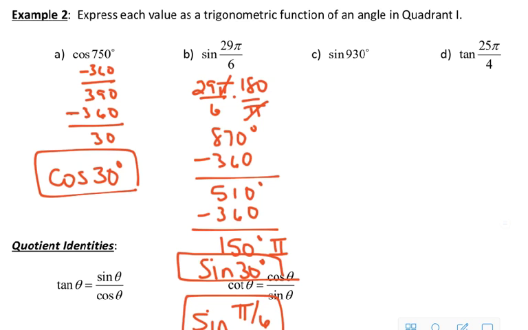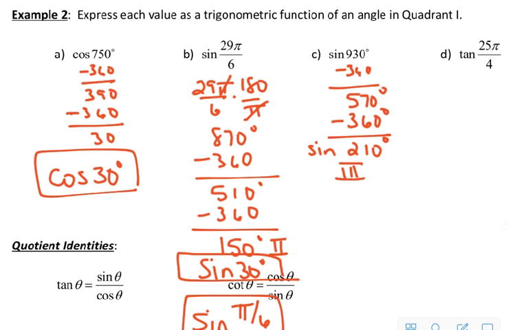All right, let's do this again for 930. So subtract 360. You're going to get 570. Subtract 360 again, and you're going to get 210. So I can't subtract 360 anymore. Where's 210 degrees? It's in quadrant 3. And in quadrant 3, sines are negative. And the reference angle is 30.